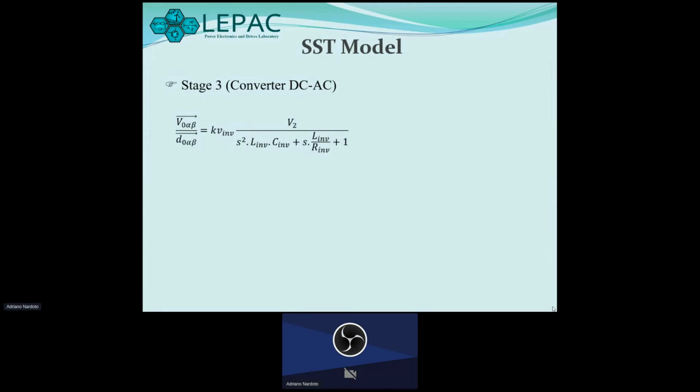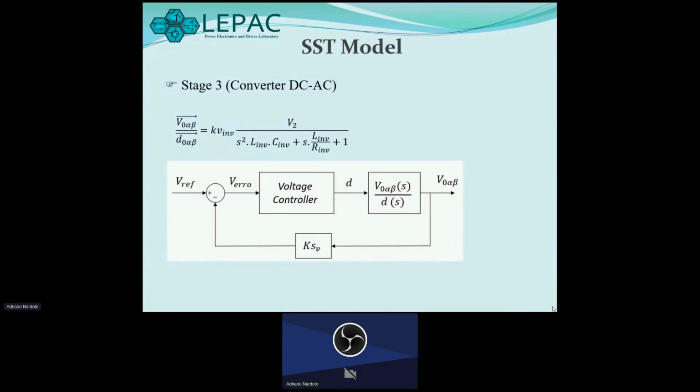KV-INV is the voltage sensor gain used in the inverter. L-INV and C-INV are the LC filter inductance and capacitance, respectively, and R-INV is the inverter load resistance. This is the VSI control loop.